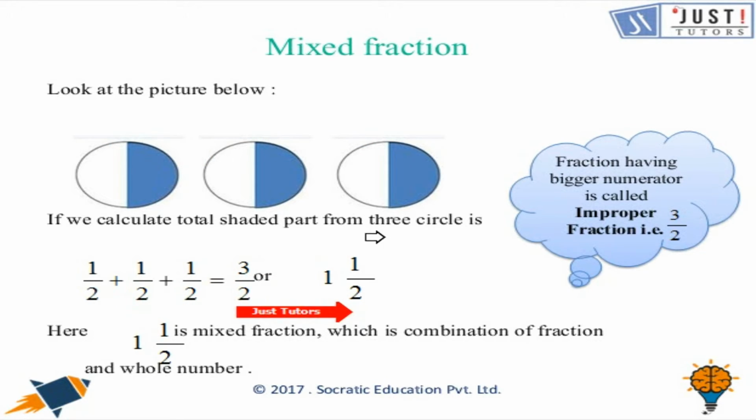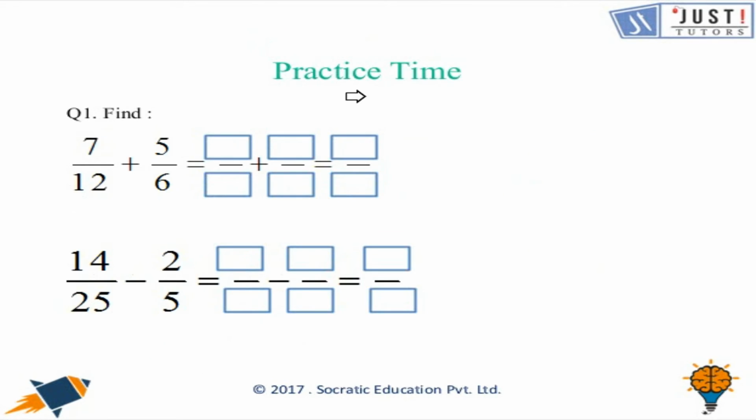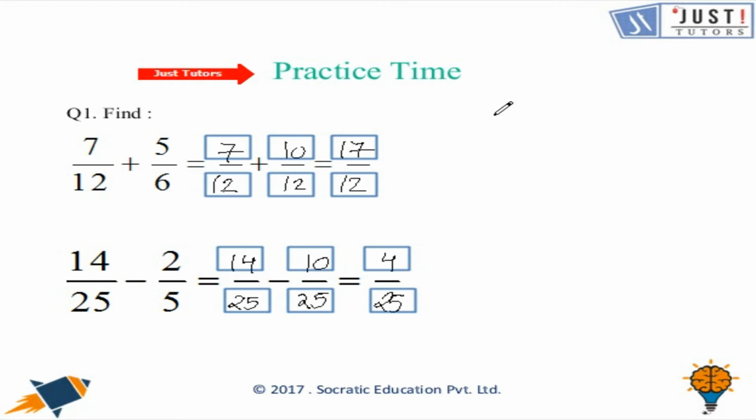Always remember that a fraction having a bigger numerator is called an improper fraction. This is what we have calculated from the total shaded part from 3 circles. That is 1 whole and 1 half. Here 1 whole and 1 half is a mixed fraction, that is a combination of both fractions and whole numbers. Let's move ahead and try out some quick questions. Please pause the video and try these questions out. Okay, so you can check your answers here. I hope all your answers are absolutely correct.